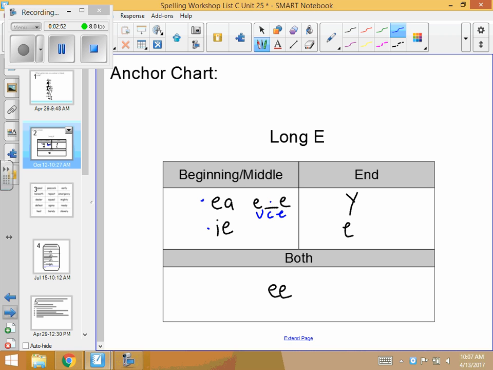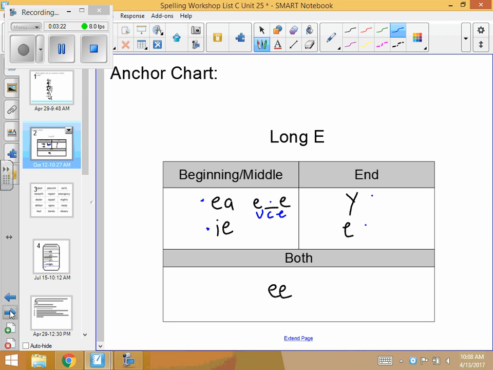You're also going to see some exceptions with the IE. You saw it in the word peace being in the beginning or middle, but some words like cookie or movie will have that IE at the end. But again, we are telling kids that for the majority of the time it will be in the beginning or the middle of the syllable. If we come over here at the end of the syllable, we would have that Y, like we saw in baby, or we might have just the E.